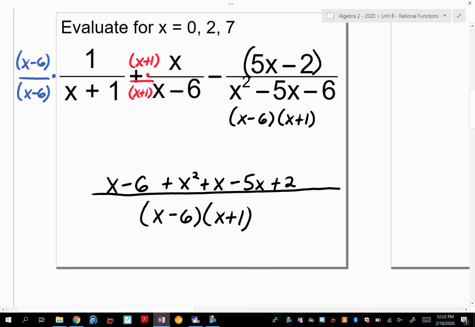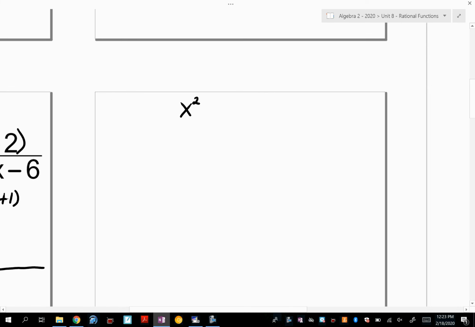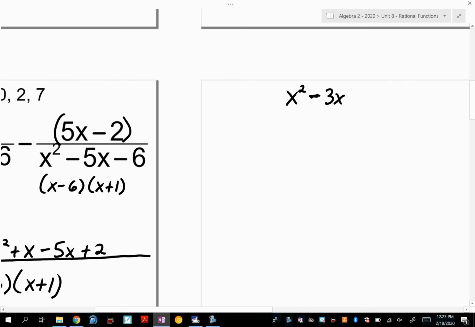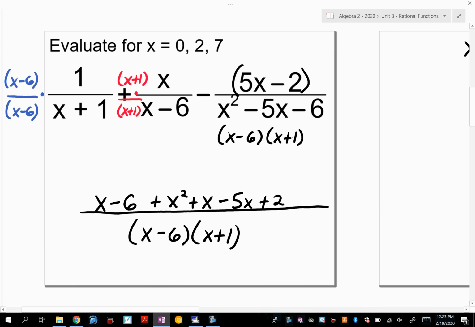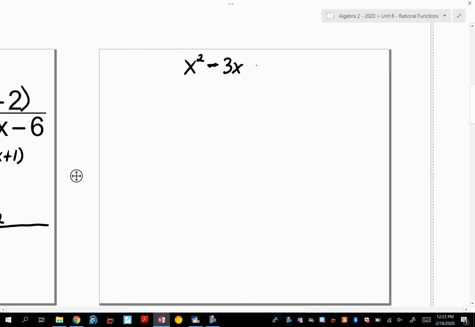Now, look at x plus x is 2x, and 2x minus 5x is negative 3x. One was a positive, one was a negative, right? And then negative 6 plus 2, negative 4. And that's over my denominator, which is still x minus 6 times x plus 1.